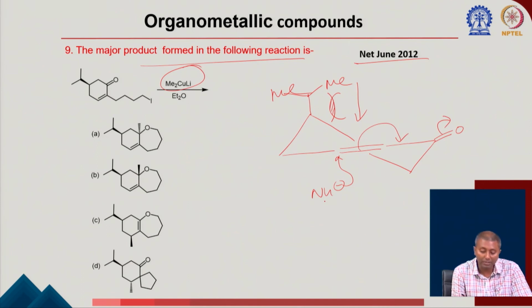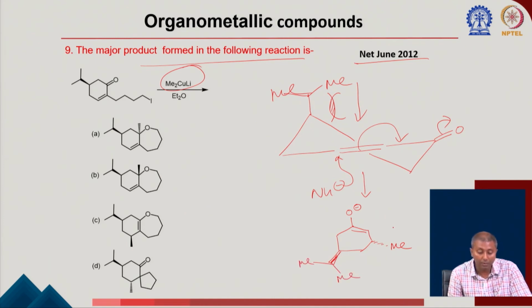So that's why, when the first attack takes place after the nucleophile attack, your nucleophile is a methyl, like dimethyl cuprate. So this will end up generating, let's draw the stereochemistry the correct way. You will have this methyl here, and then a double bond with O minus, and then the corresponding isopropyl group.